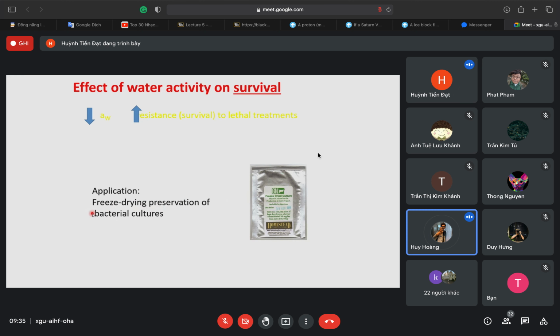Very low productivity. Yeah, and we know the concept that at very low water activity, cells can be more resistant to death. Okay, so that they survive more. They can survive more, so that when we resuscitate them, we can regrow them again. Okay, so they can grow well. So that is the concept that we can make the culture.